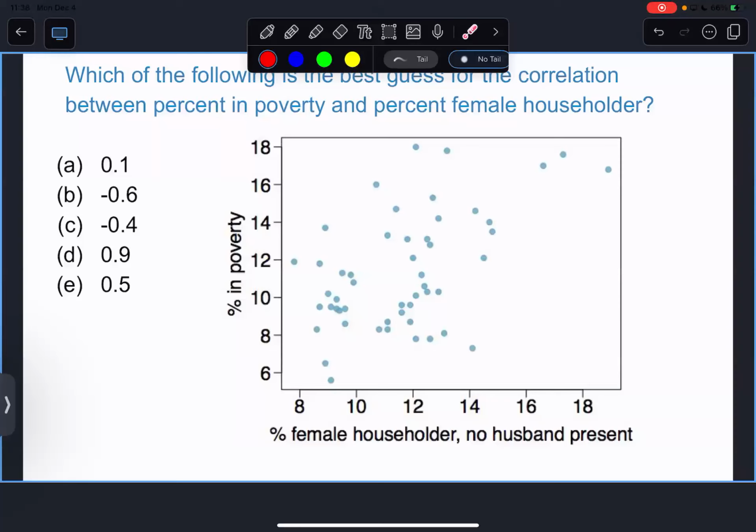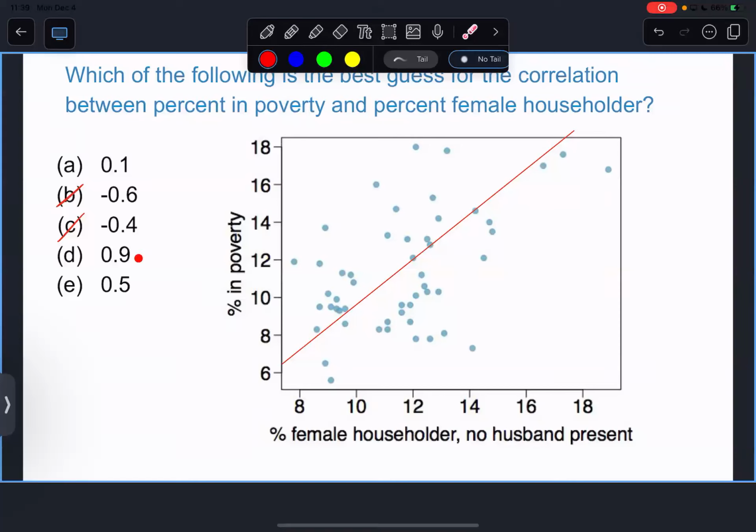So again, I'm going to start with the direction. If I had to say any sort of relationship, I might do something like that. I would say it's positive, so that eliminates B and C. Then my go-to move is to check for anything outside -1 and 1. No such luck. That's all right. So we're choosing between 0.1, 0.9, and 0.5.